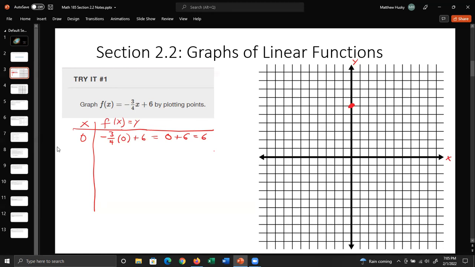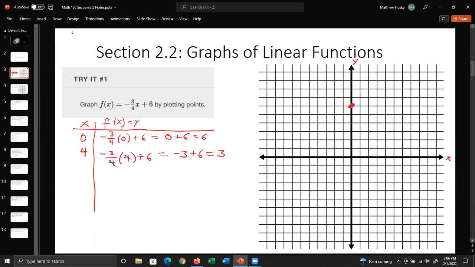The next number I'm going to pick, I'm actually going to skip ahead to the number 4. The reason I'm doing that is because the denominator of this fraction also happens to be 4. I can do fractions, but they are kind of a pain sometimes. But if we put in 4, that will just cancel out with the number down below, and the only thing left will be a negative 3 plus 6. So it just makes our lives easier. Negative 3 plus 6 happens to be the number 3. So then what I would need to do is go to the point 4, 3.